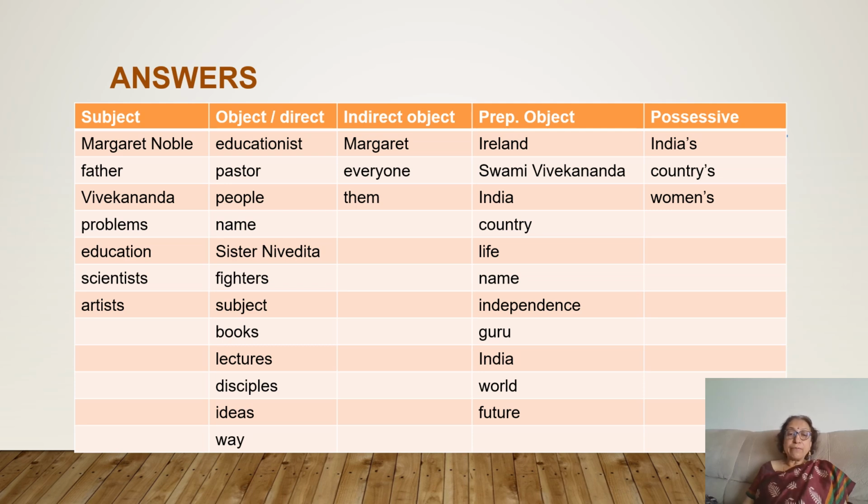She gave everyone, everyone is the indirect object here. Excellent ideas. Ideas becomes the direct object. She showed them the way. The way here is the direct object to a better future. Future is the prepositional object.